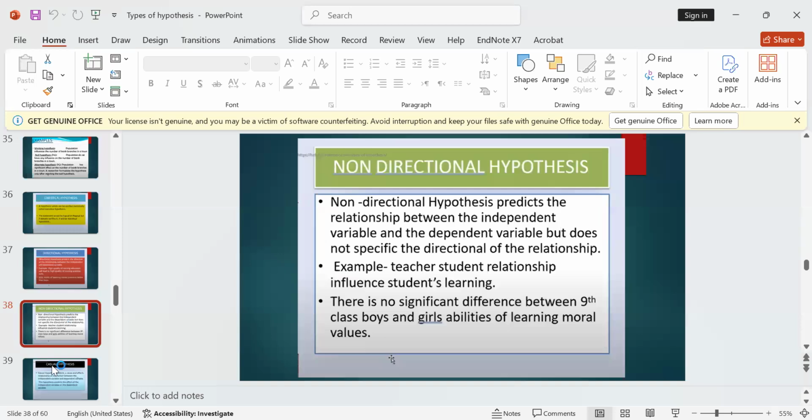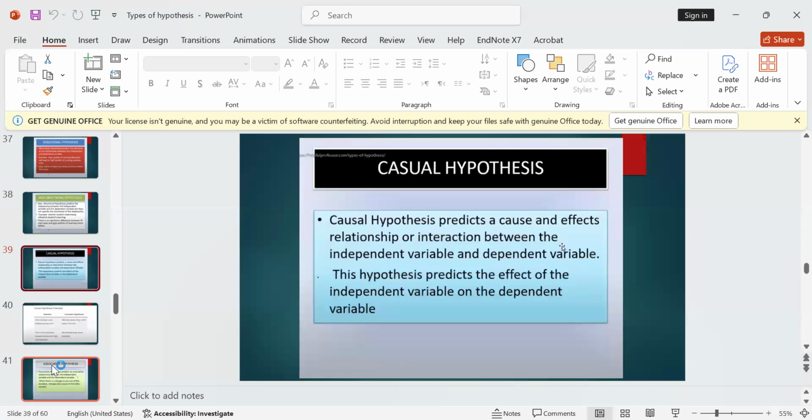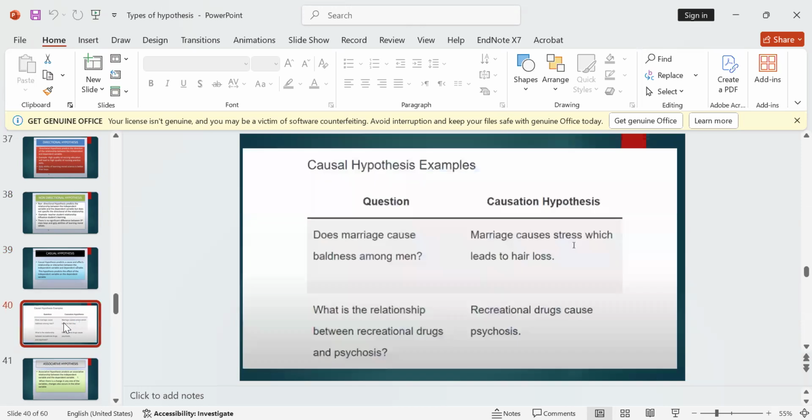Causal hypothesis. Causal hypothesis predicts a cause and effect relationship or interaction between the independent variable and dependent variable. This hypothesis predicts the effect of the independent variable on the dependent variable. For example, question, does marriage cause baldness among men? The causal hypothesis, marriage causes stress, which leads to hair loss. Another example is, what is the relationship between recreational drugs and psychosis? Recreational drugs cause psychosis.